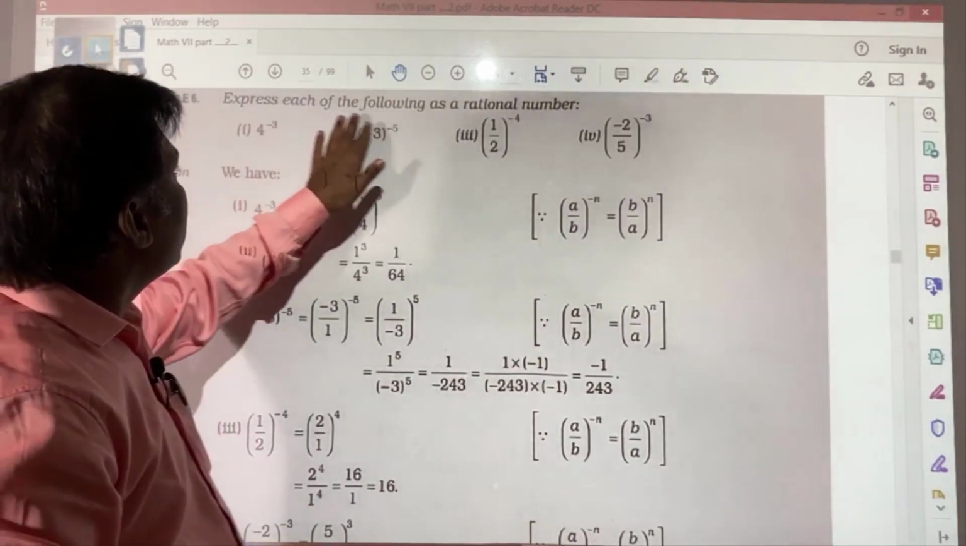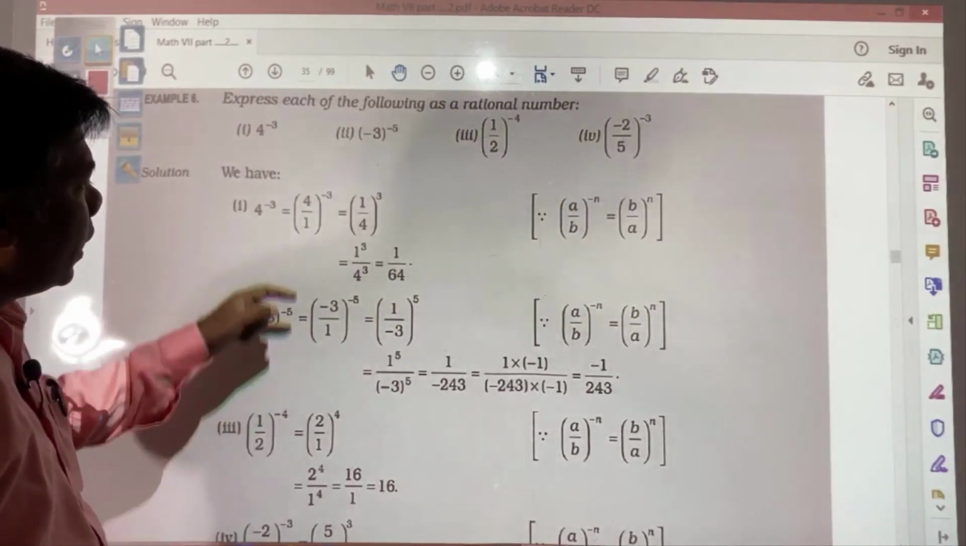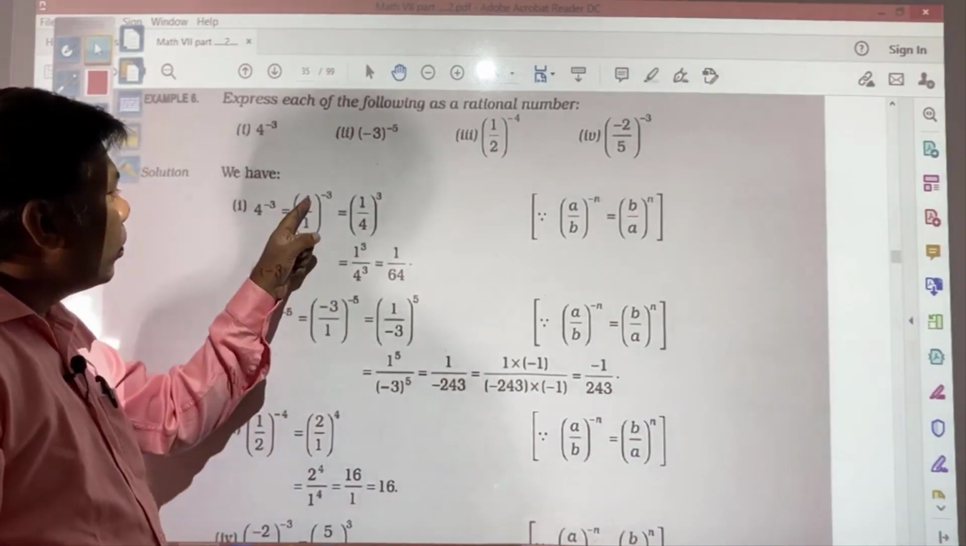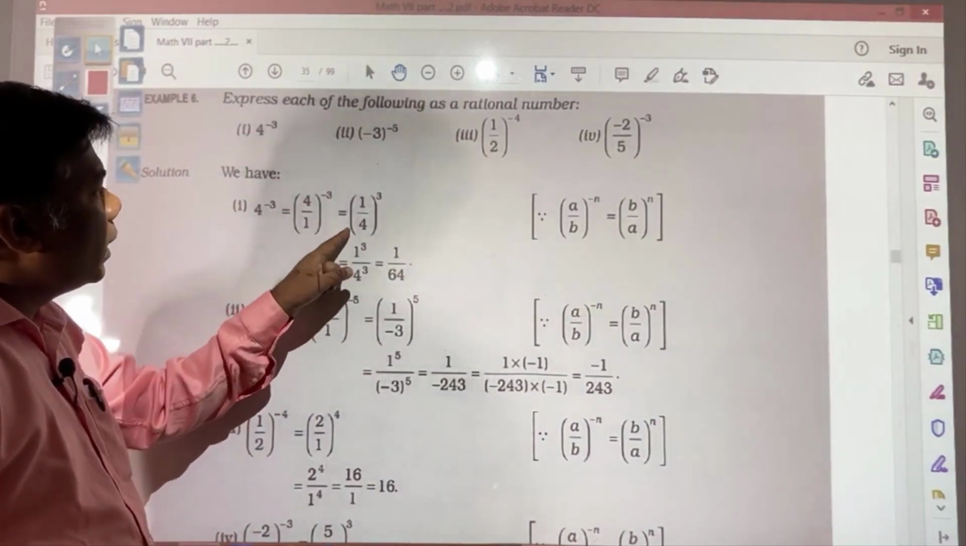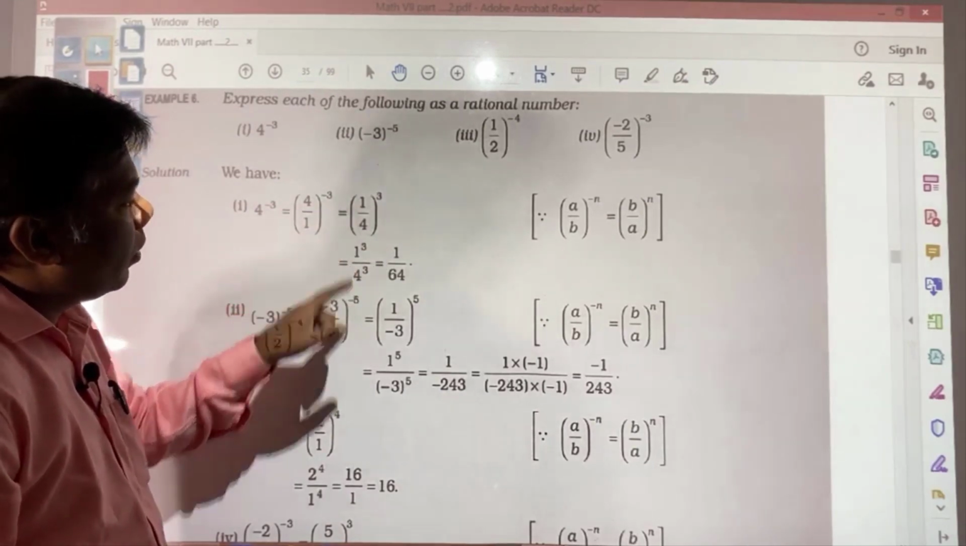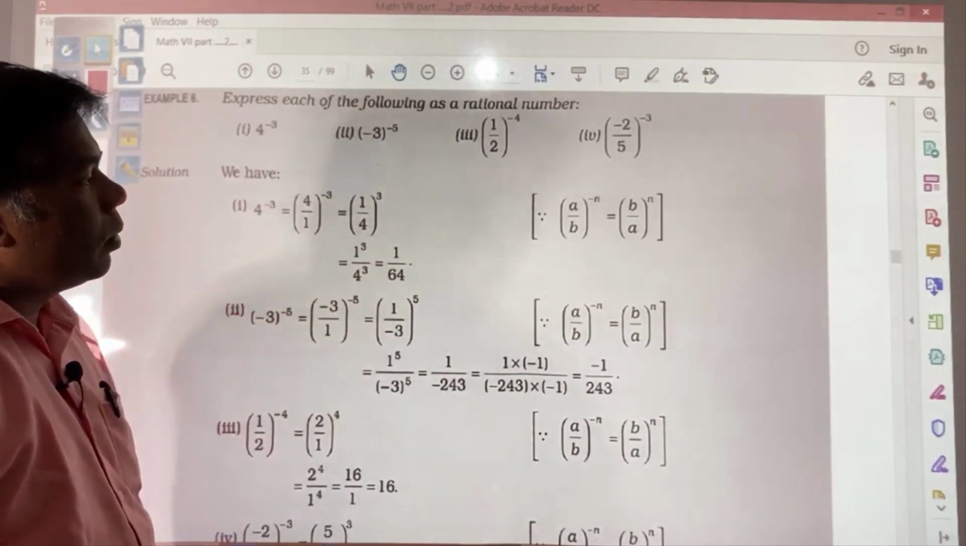Then express the following as a rational number. 4^(-3) will be written as (4/1)^(-3), and that will be equal to 1/4^3, the reciprocal of this. So 1/4^3 will be 1/64.